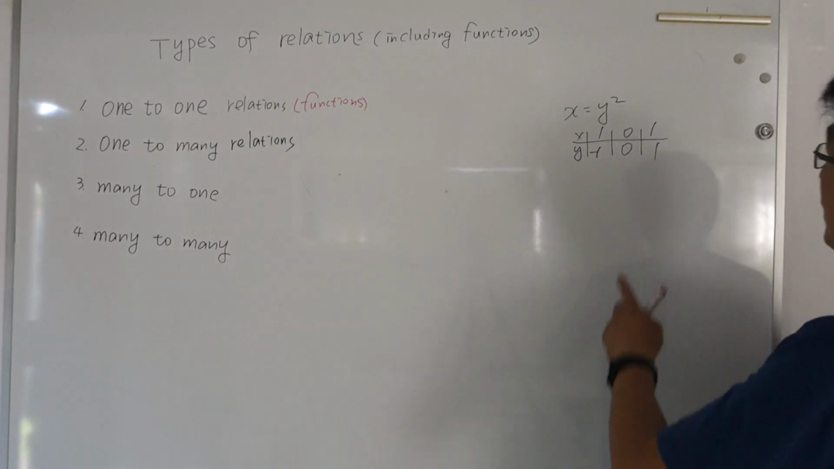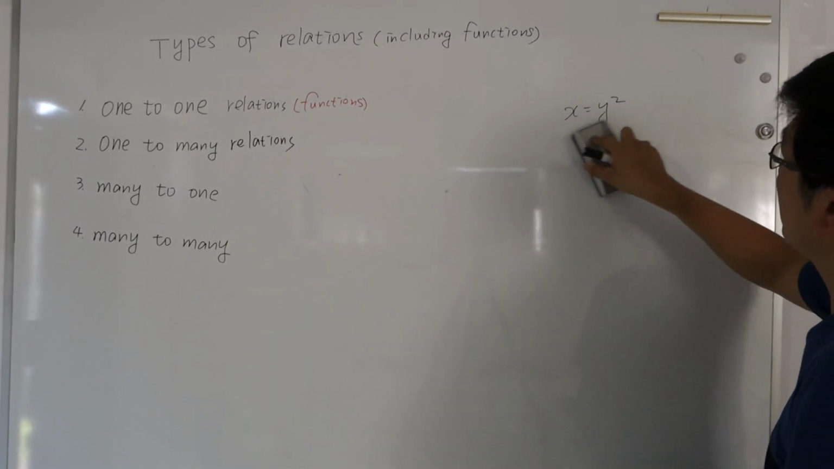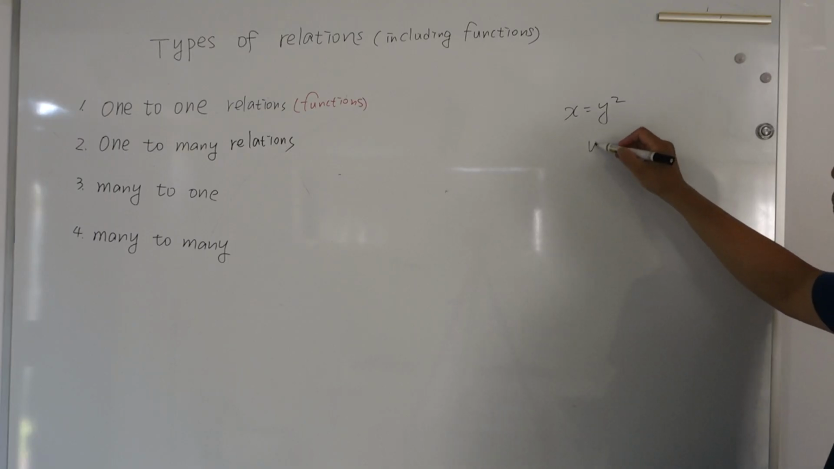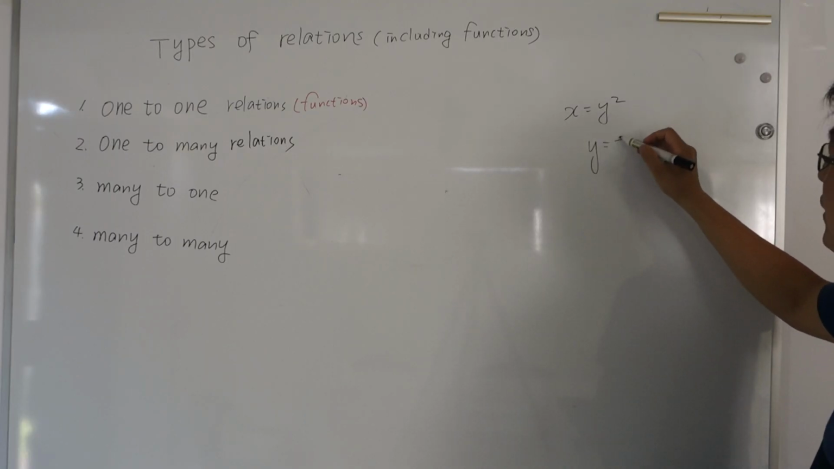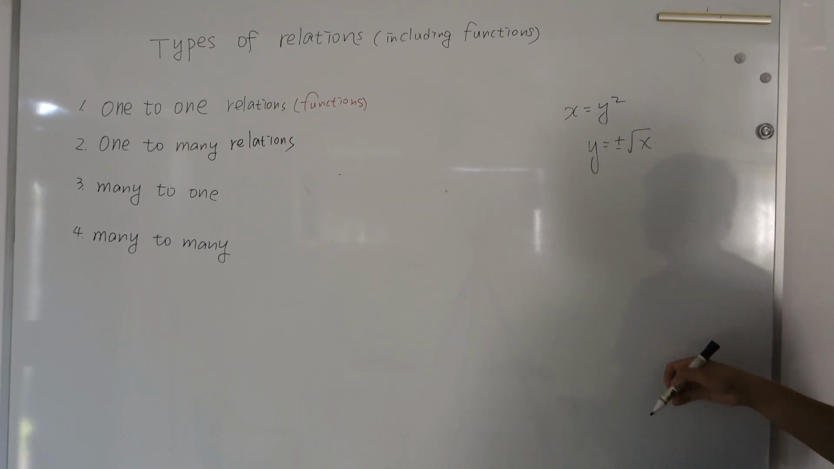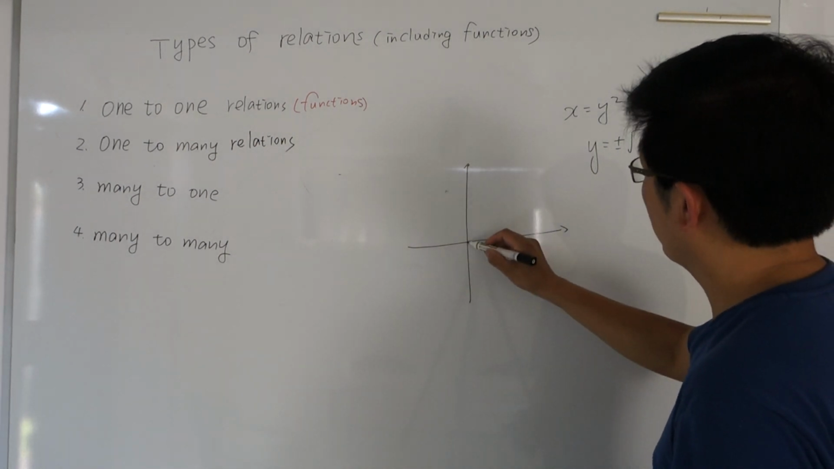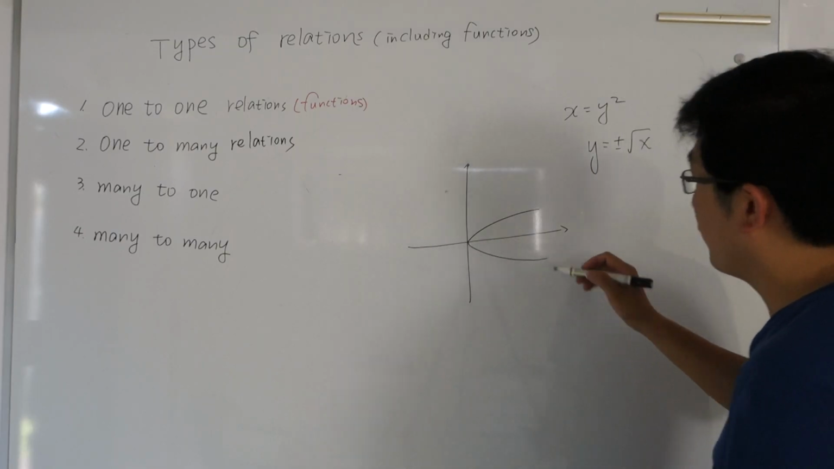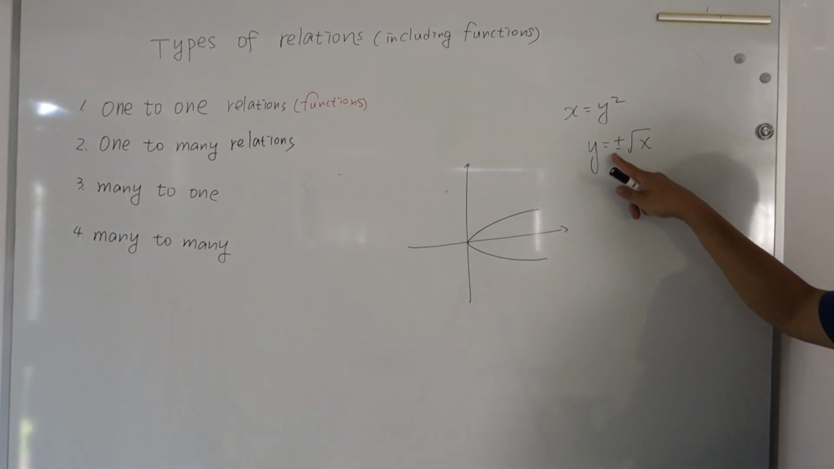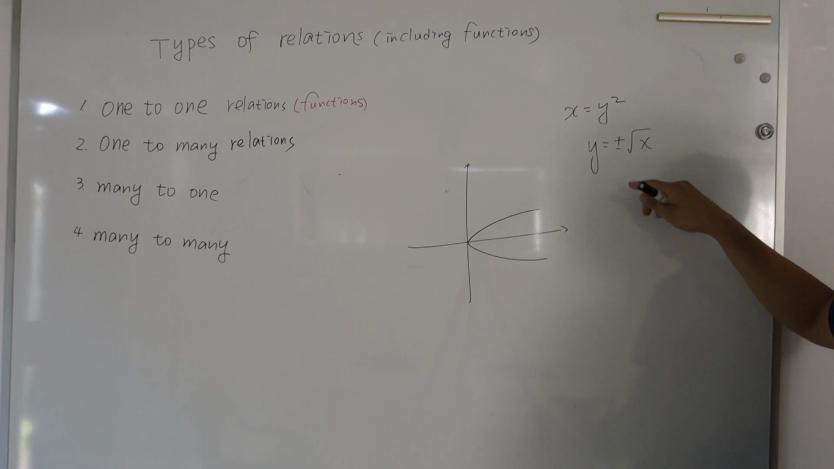Okay, now, x equals y squared, right? So you find out you can make y become positive or negative square root x, right? So the graph is like this one. Be careful. The graph of this function can be separated into two parts.